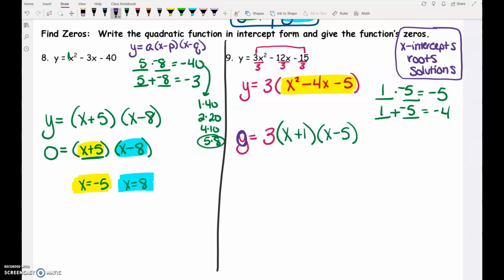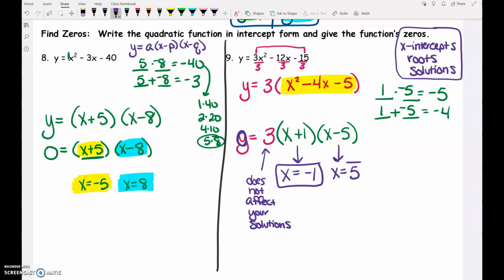If x plus 1 needed to equal 0, what would x be? X equals negative 1. And for this set of parentheses, our solution is 5. This 3 does not affect your solutions. We're actually multiplying 3 things together. 3 times parentheses times the parentheses. So if that first set of parentheses equaled 0, 3 times 0 times something would still be 0. That 3 is not going to change what those x-intercepts are. So our x-intercepts are at negative 1 and at 5.